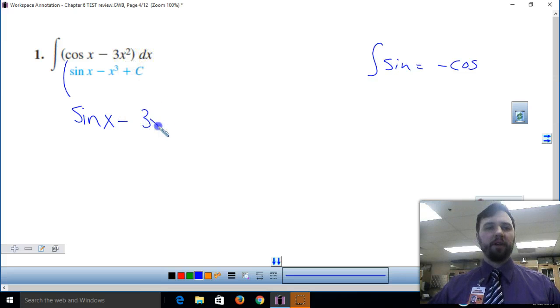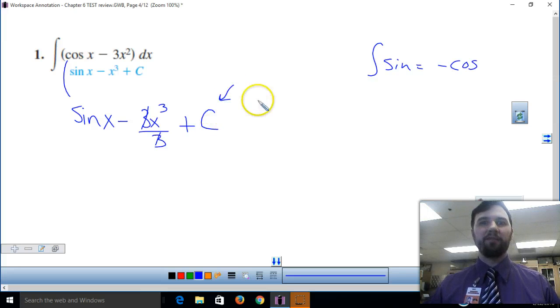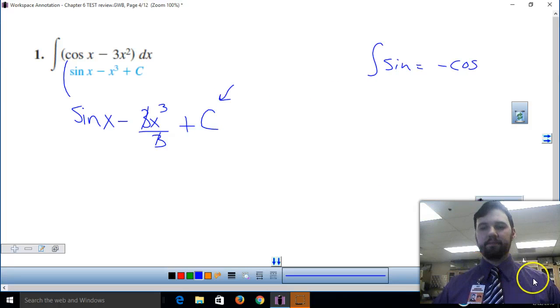Minus 3x to the third over 3. So those cancel. Again, add 1 to the exponent, divide by your new exponent, plus c. That's how they got it. That c is because we're indefinite. We don't have points to plug in. Okay?